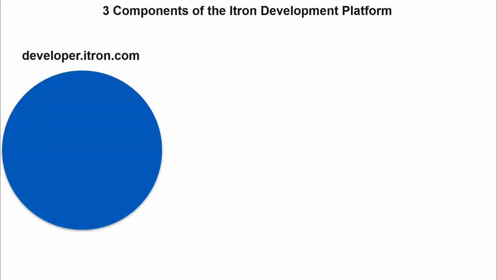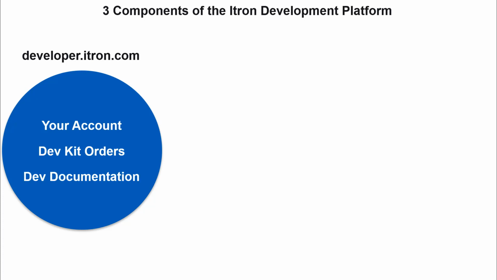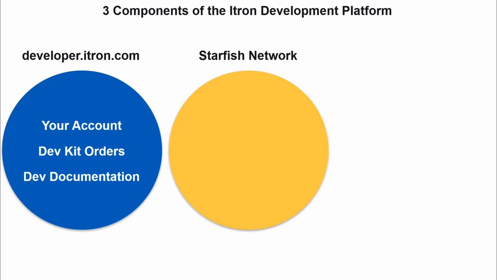There are three main components of the Itron development platform. The first, as we just saw, was the developer portal at developer.itron.com. The portal is where you create your account that starts your journey on IoT development. It's where you place developer kit orders and manage those orders. And also it hosts all the development documentation that you'll use.